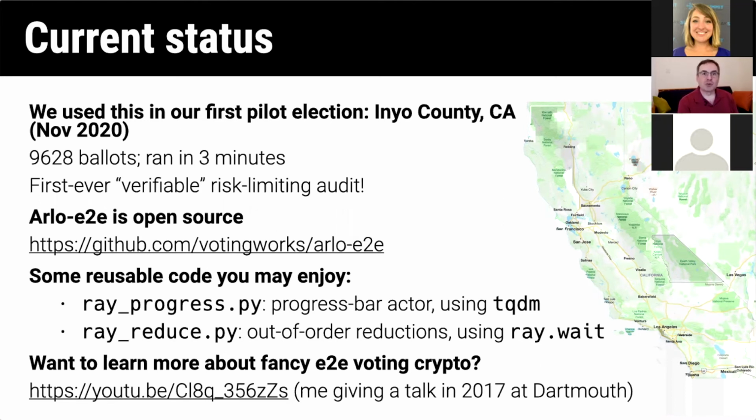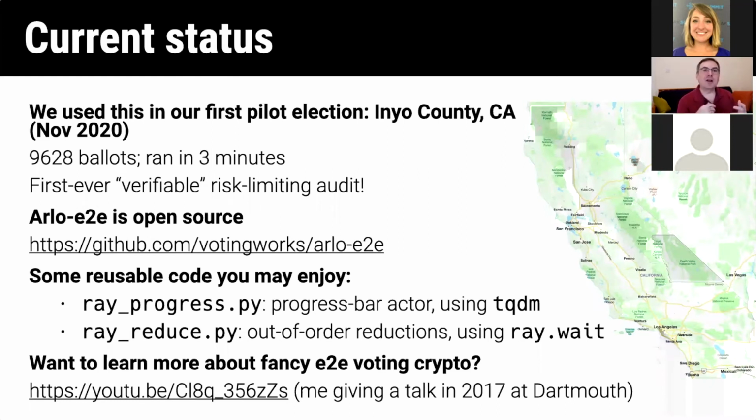Likewise, my out of order reduction code is in rayreduce, and I have a whole bunch of ideas for how to get rid of that straggler problem and still keep it scalable. If any of you want to hack on this, I have some ideas, and I could see some fun collaborations, and we could make this into a general purpose library that doesn't need to be part of Arlo E2E at all.